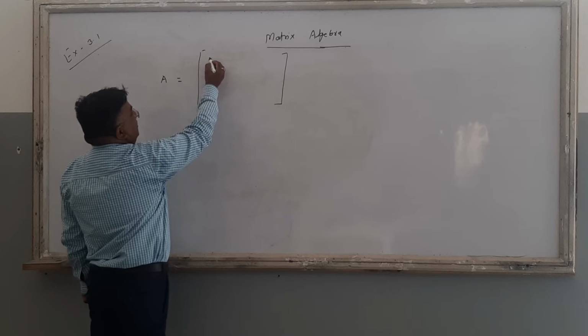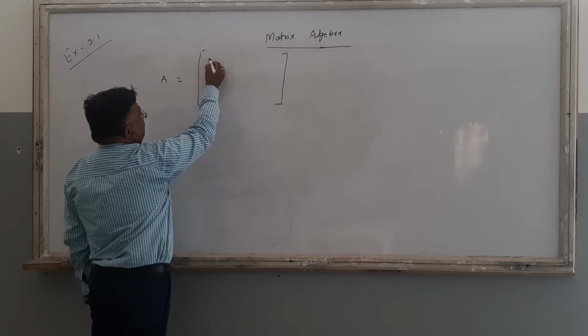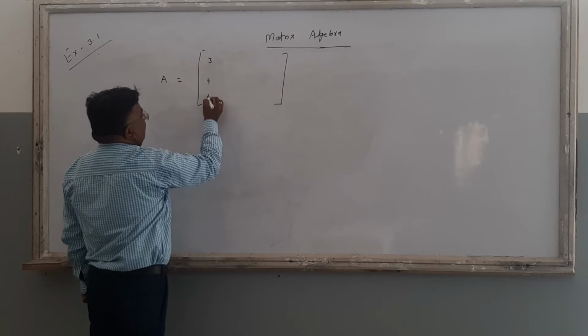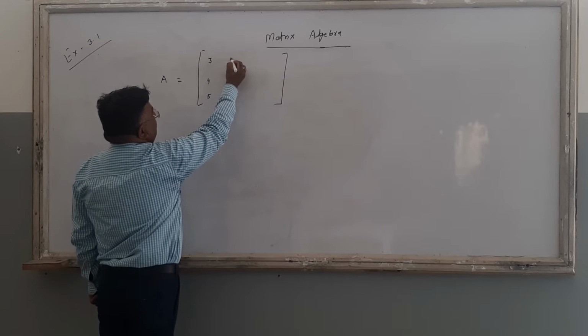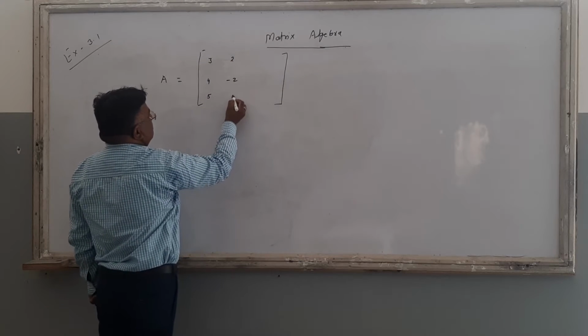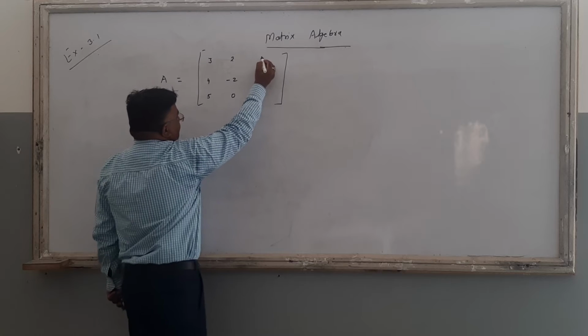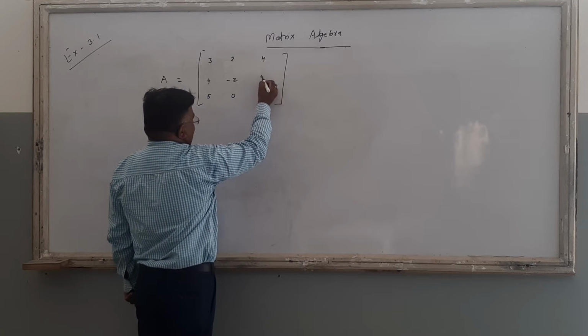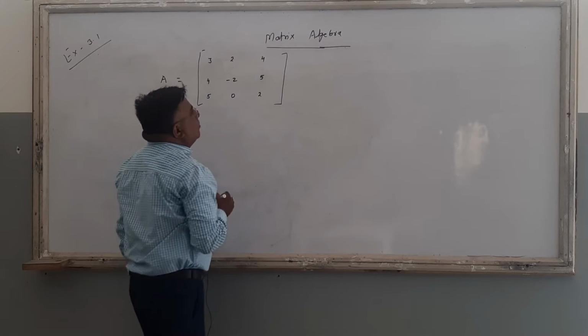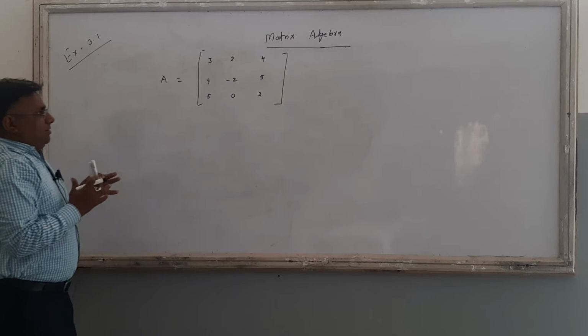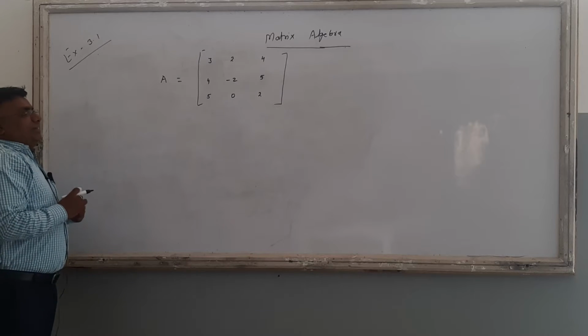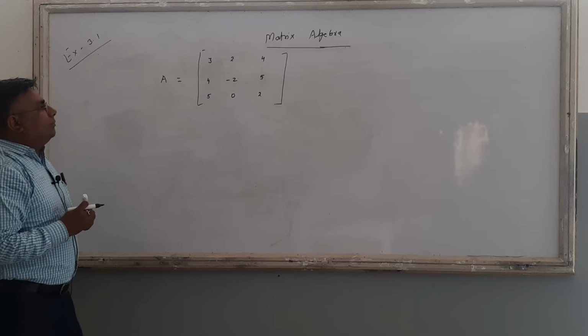For example, the first test has the numbers 3, 4, 5. The second test has the numbers 2, minus 2, 0. The third test has the numbers 4, 5 and 2. That collection of numbers is a matrix, a collection of data.